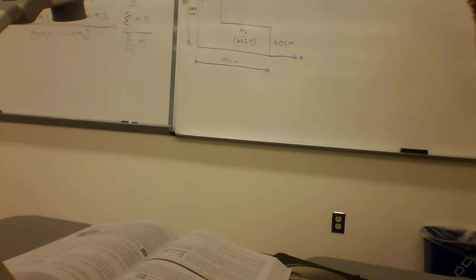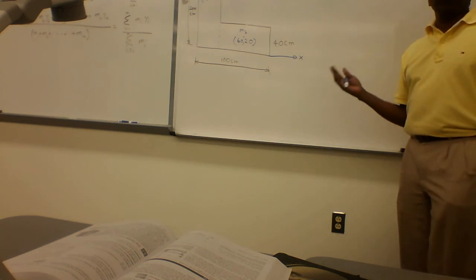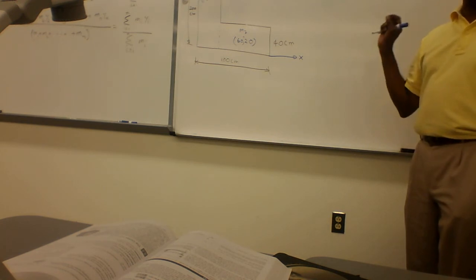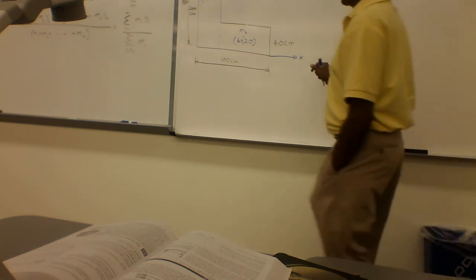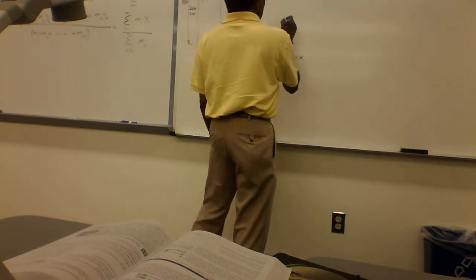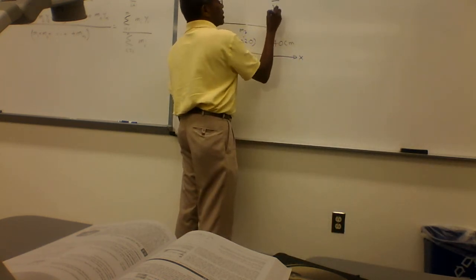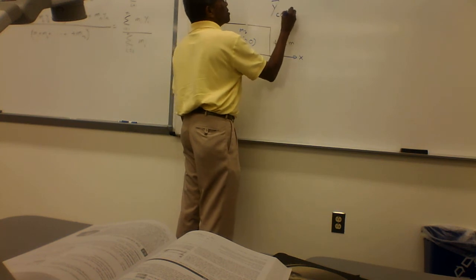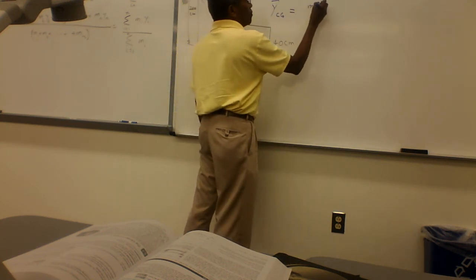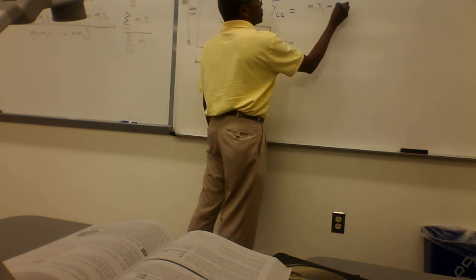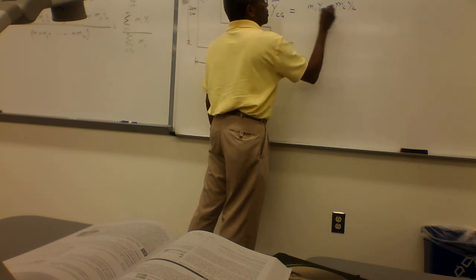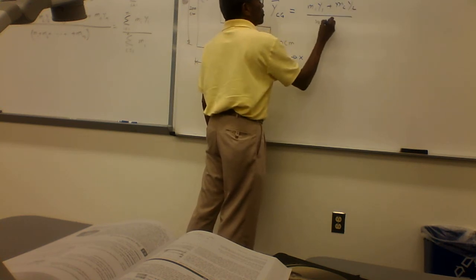And this is in centimeters, so this is going to be coming in centimeters as well. Okay, this is one time you don't have to really convert everything to meters. You can leave it in centimeters and you can leave it with grams. That's XCG. You're not done. Remember that you have 2 components. YCG would be M1 Y1 plus M2 Y2 divided by M1 plus M2.